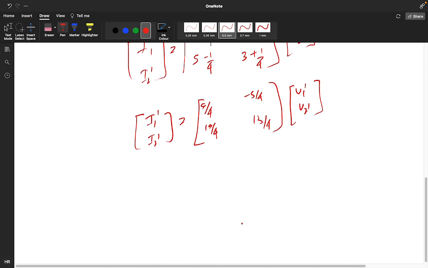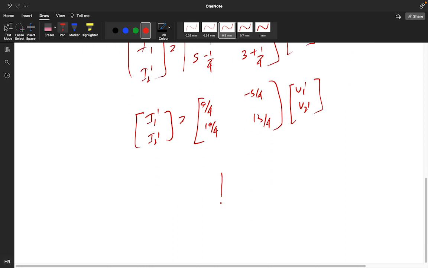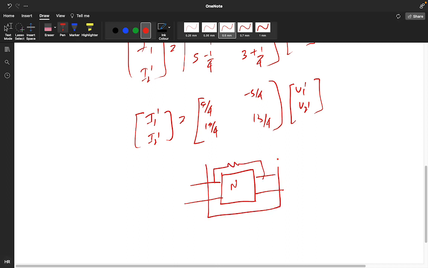So we got the results for this network. This is our network. So I1 dash, I2 dash, this is positive negative v1 dash, this is positive negative v2 dash. Is this clear to everyone? Prasanna, is it clear for you?